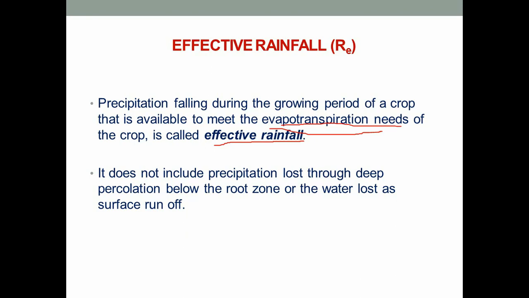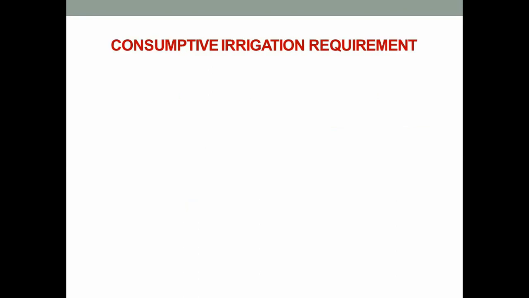So we have seen what is consumptive use, okay, and what is effective rainfall. Now consumptive use is the total water required by the plant to meet its transpiration and evapotranspiration needs, and some amount of that consumptive use requirement is provided by effective rainfall, and the other requirement we have to fulfill with the help of irrigation. Okay, now we'll see the consumptive irrigation requirement.